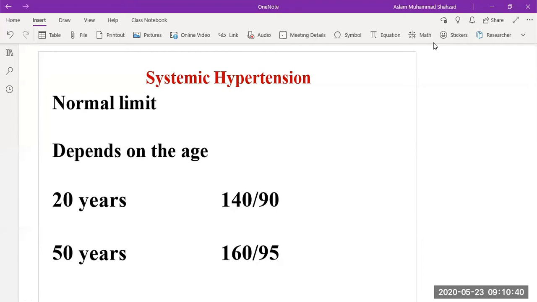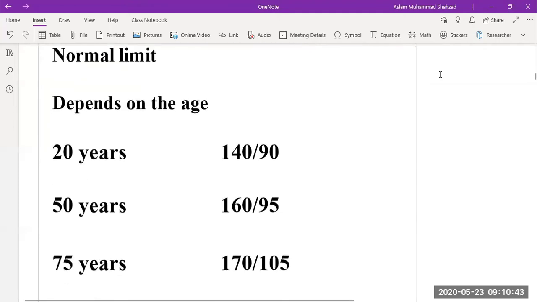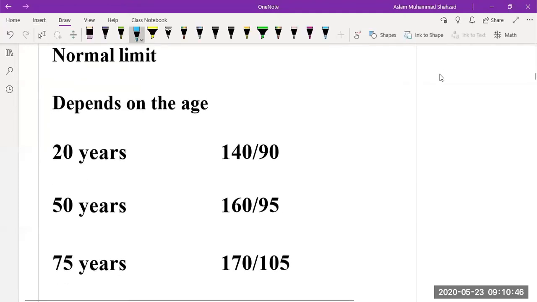It depends upon age. If we see in this picture, you can see that with the increase of age from 20 years to 50 years, the systolic blood pressure and diastolic blood pressure both increase. The normal limit around age 20 is 140/90, and then it increases to 160/95 in age around 50, whereas it can increase further to 170 systolic blood pressure and 105 diastolic blood pressure.